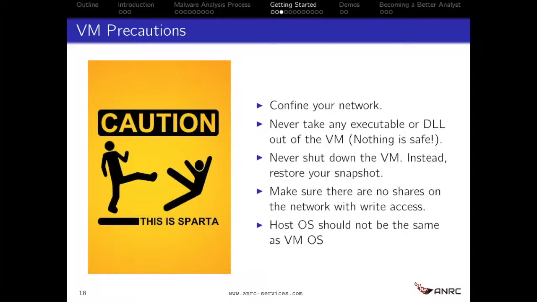So some precautions to take. You want to make sure that your virtual machine is sealed off from your network and it doesn't have access to the actual internet unless you know what you're doing and you want the malware to communicate out to the internet to maybe download a stage 2. You never want to take any executable or DLL out of your VM because you don't know if it actually got infected. You should never shut down your VM. Instead, you want to restore your snapshot.